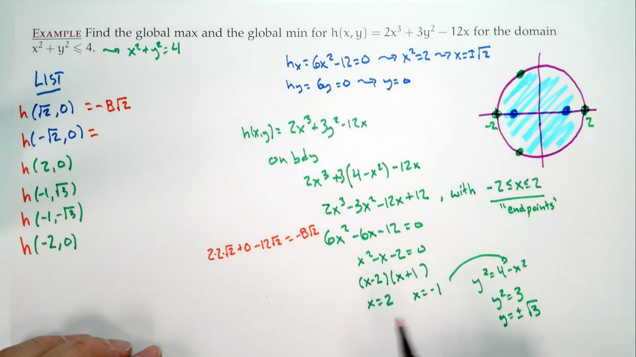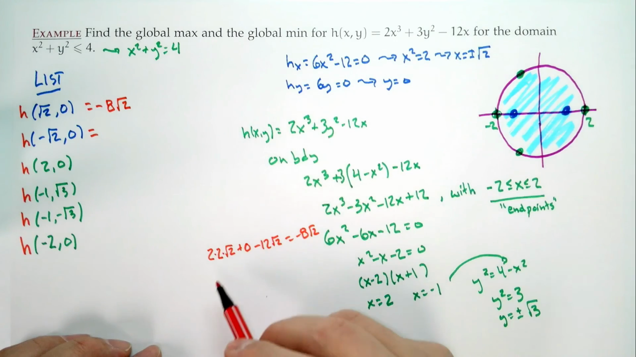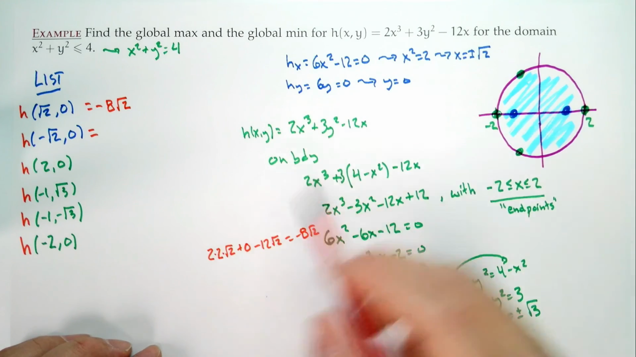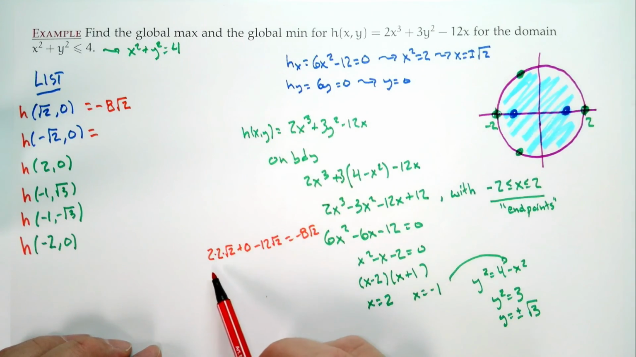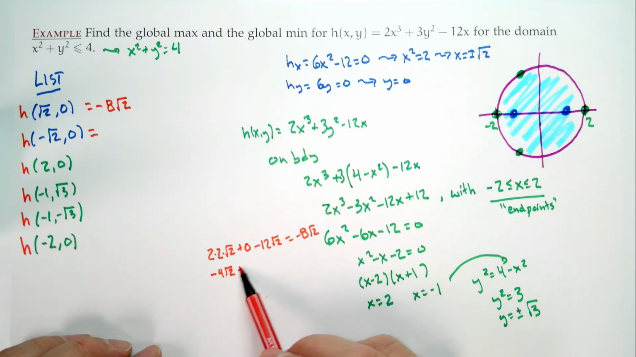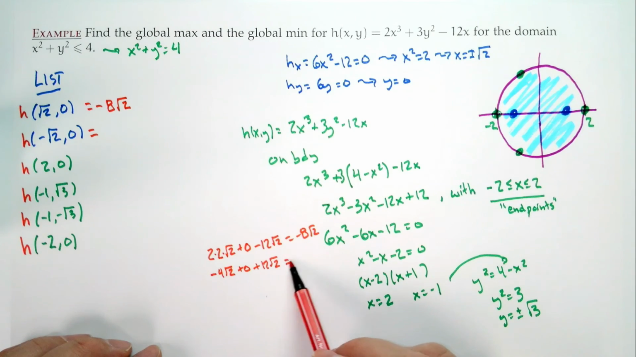Suppose we plug in negative root 2. Well, the only thing that changes is that this part here, the 2x cubed, is going to flip sign. So it becomes a minus 4 root 2. The 0, still 0. And then here, it becomes a plus 12 root 2. So that gives us an 8 square root of 2.